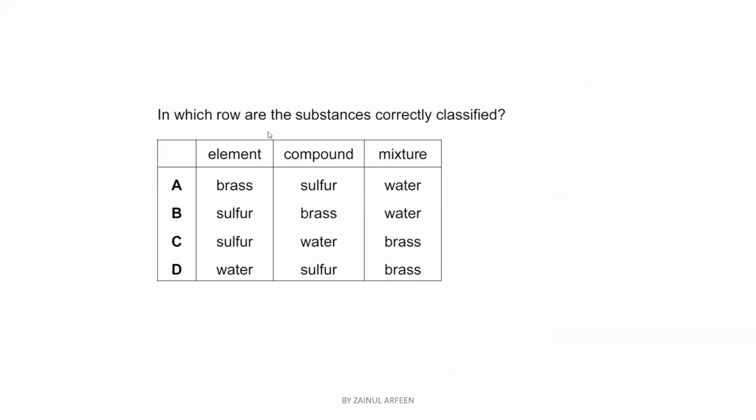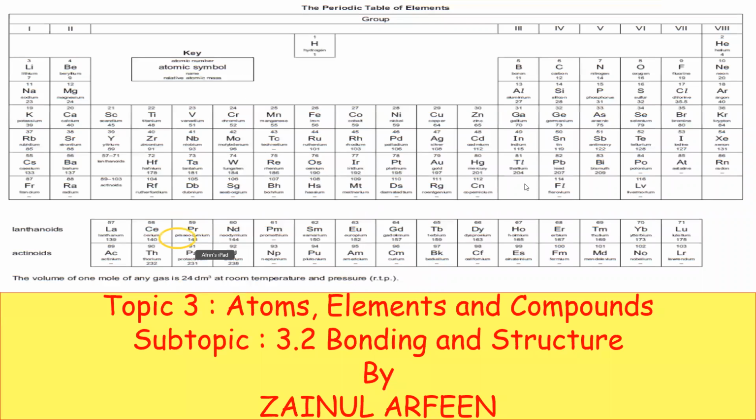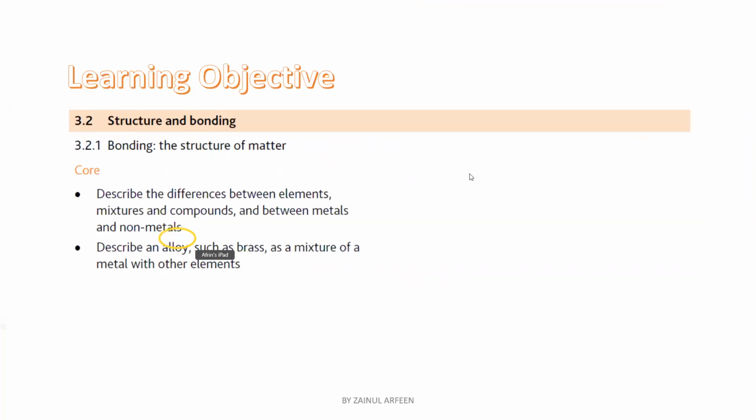Then, in which row are substances correctly classified? What is the right answer? You can use the screen annotation. Element, compound, and mixture. You can use the screen annotation to state element. Element means, and the first thing, you can find an element easily in the periodic table. This is a periodic table, so you can find an element in the periodic table easily.